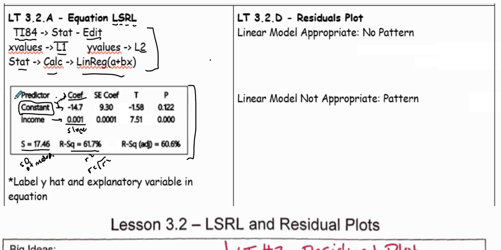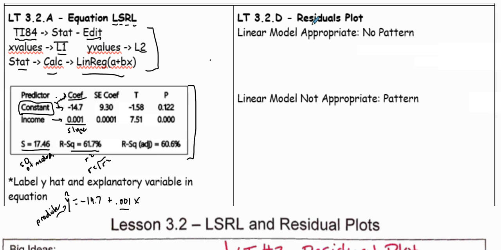Now, all of these are really important. So if you were to label this, you want to say y hat equals negative 14.7, and that's going to be plus 0.001x. We want to label this y hat because it's our predictor. That's what we're predicting. This is our slope, and then whatever our x value will be plugging in to change.